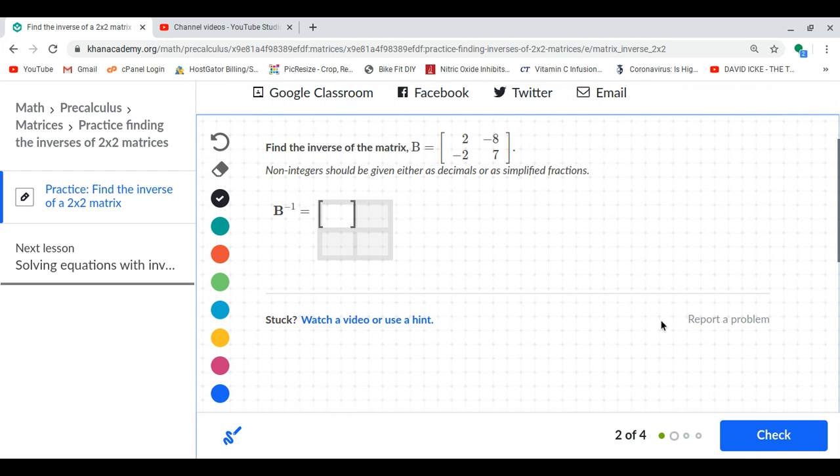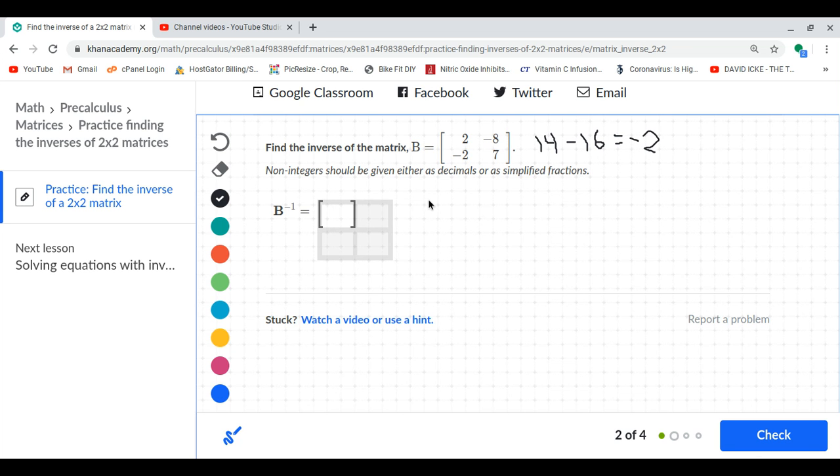Okay, so we're finding another inverse of this matrix. So let's first find the determinant. So the determinant is 2 times 7, that's 14, minus a negative 8 times a negative 2, which is a positive 16, so minus 16. So the determinant is negative 2 again.